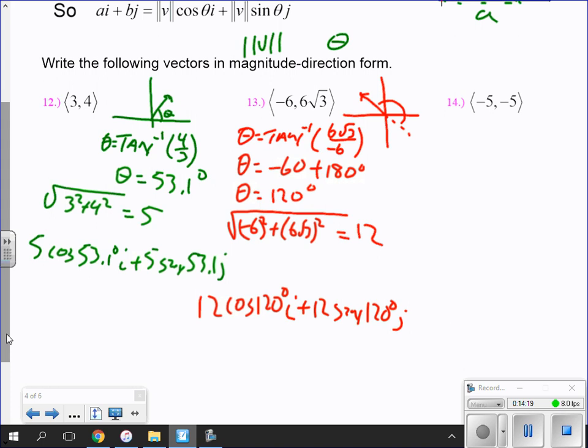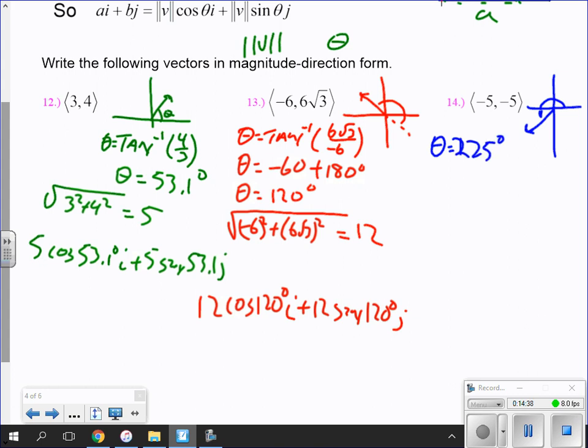And the last one shouldn't actually be too hard to figure out. We're down here at the point -5,5. It's the same over, same down. This is 45 degrees here. Add 180 to that. Theta is equal to 225.